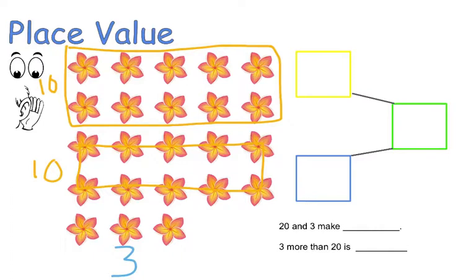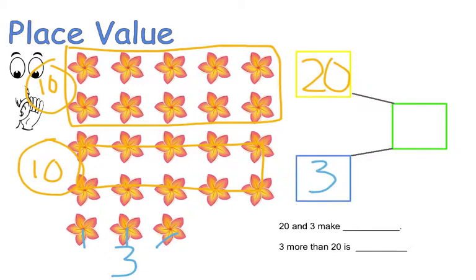Now what do I do? I have to fill in my number bond. So let's see. How many groups of 10 do we have? We have 10, 20. So we have 2 groups of 10. So we have 20. And how many ones? 1, 2, 3.